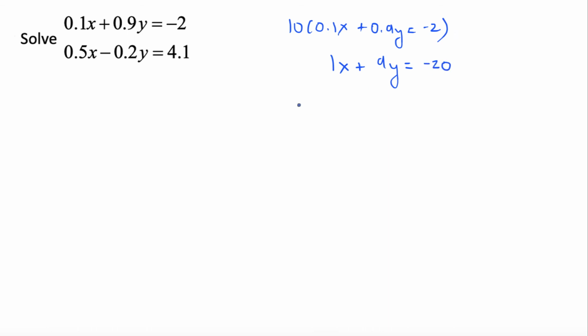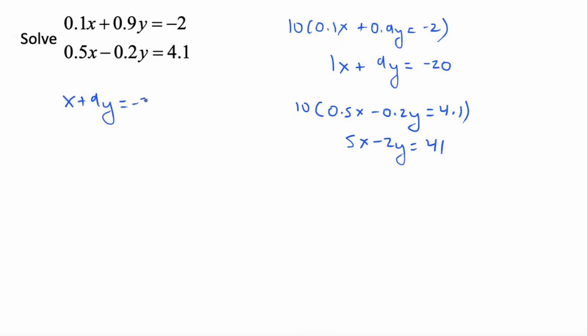Similarly, we want to multiply the bottom equation by 10. By doing so, we should get rid of these decimals, right? So we get 5x minus 2y equals 41. So let's rewrite these: x plus 9y equals negative 20, and 5x minus 2y equals 41. So we've done the first step here, which is getting rid of the decimals.